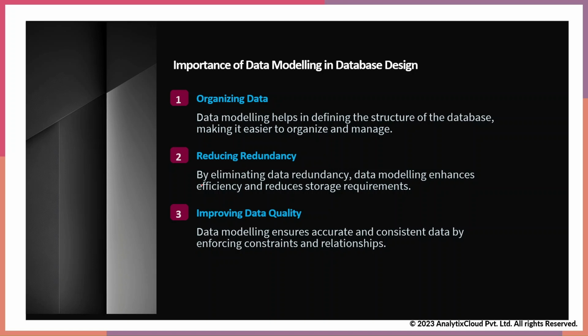The second part is reducing the redundancy basically. Okay, so by eliminating the data redundancy, data modeling enhances efficiency and reduces storage requirements, right? Obviously if the duplicates are removed, the storage that is being occupied by those duplicate records will be free, right? And that's how it will reduce the storage requirement. How exactly are we reducing the redundancy? We are reducing the redundancy by, let's say, denormalizing, right?